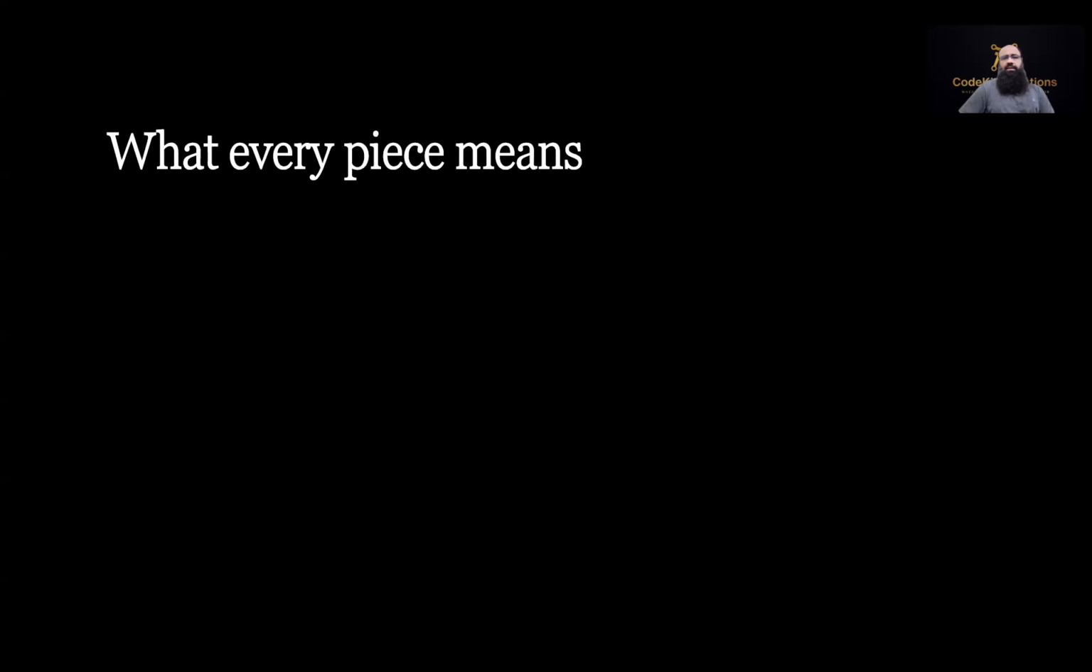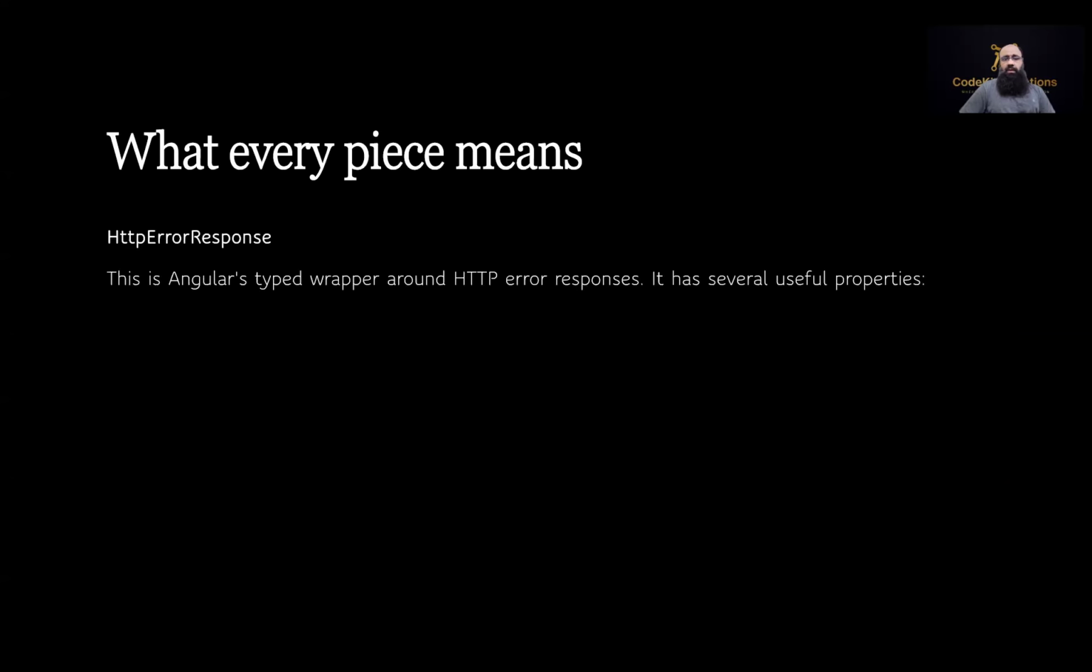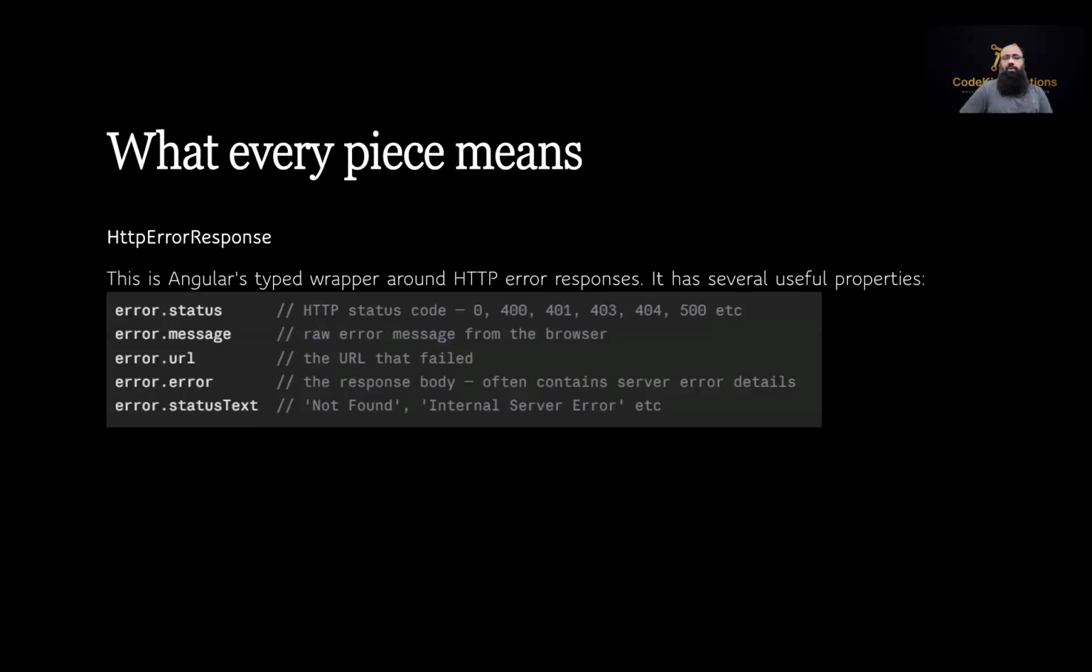Let's quickly discuss each and everything. HttpErrorResponse: what does it do? This is an Angular typed wrapper around the HTTP response. It has several useful properties like error.status, the message, the URL, the error, and the statusText.